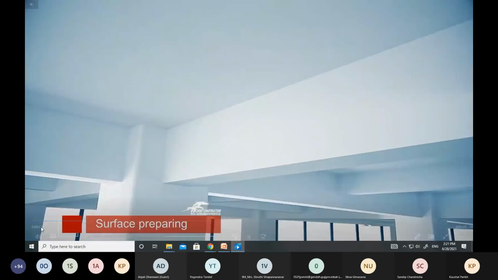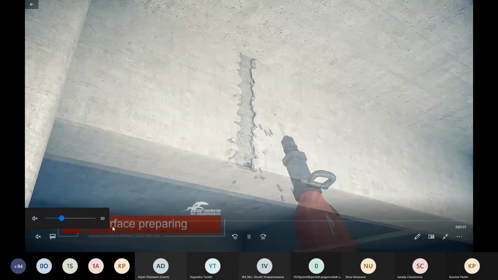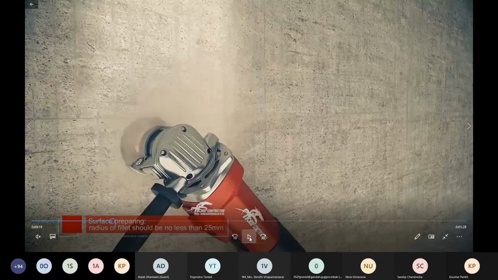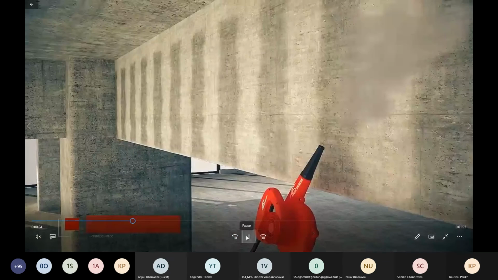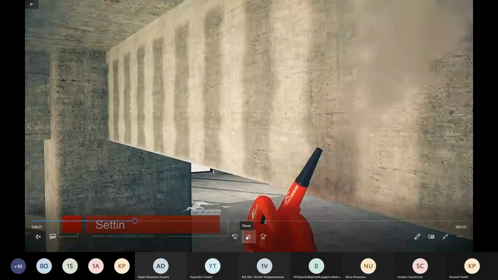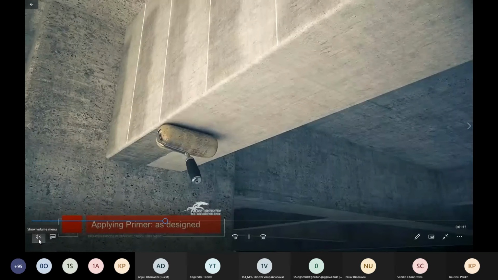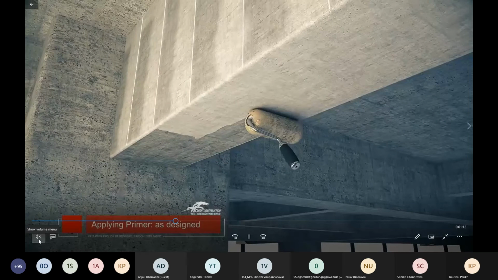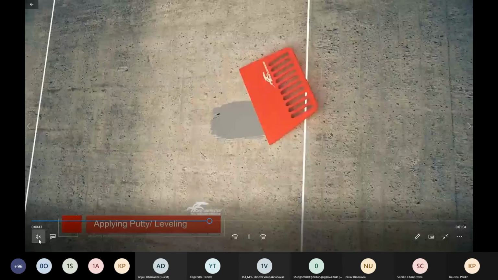So step number one is the surface preparation. Surface preparation is the main parameter for application of the FRP. So first of all, removing the debris is important. Make the surface clean. Make round corners so that the sharp edge will not affect the application of FRP, so that air will not enter inside. So we have to see that we make some round corners. Then application of the priming. Fill the bug holes if there are any.